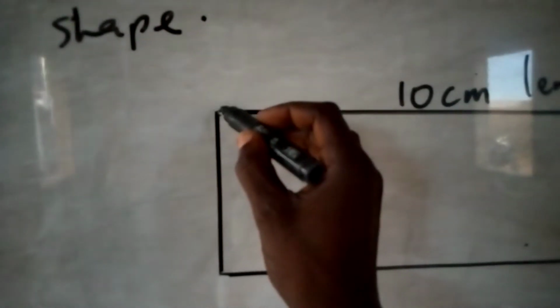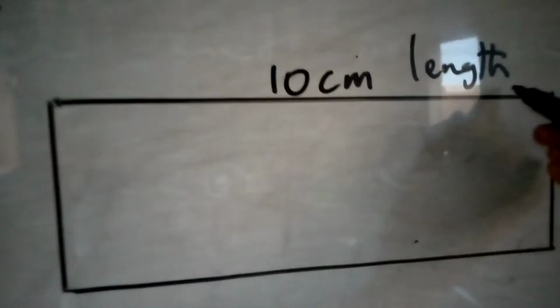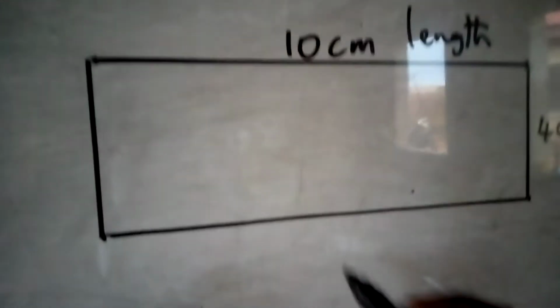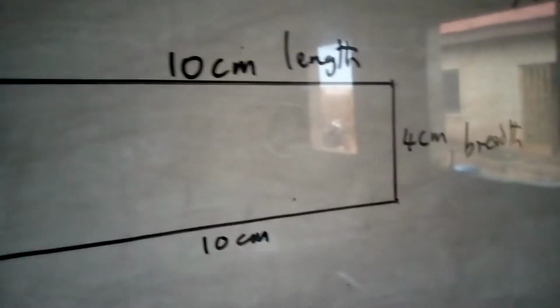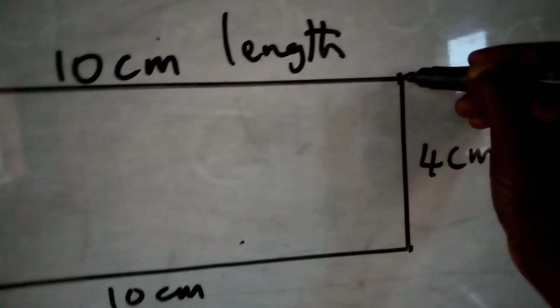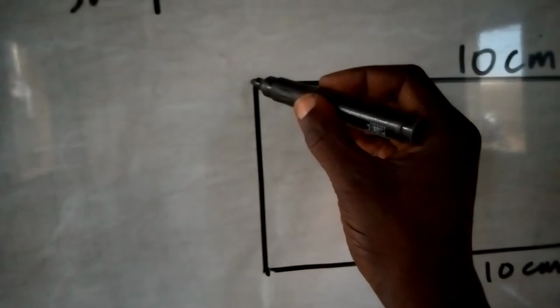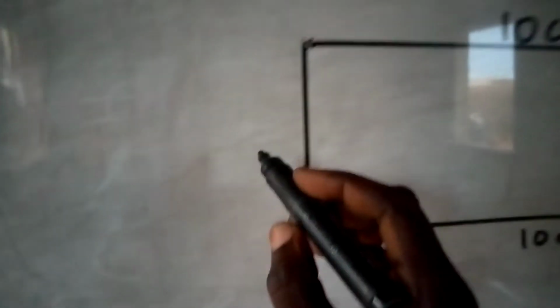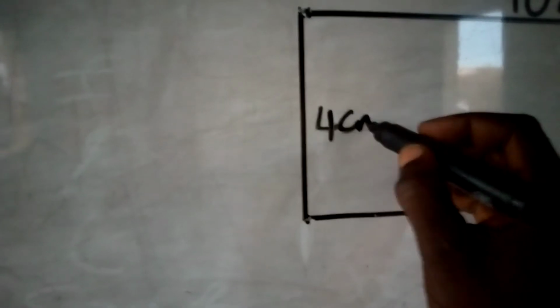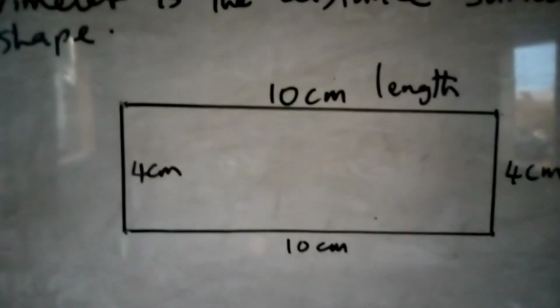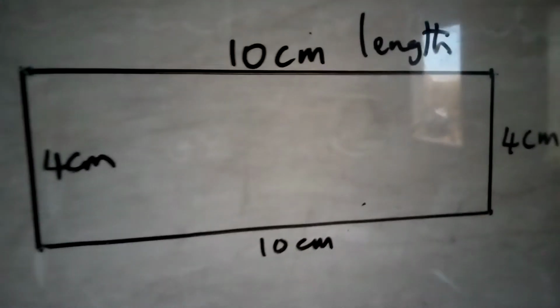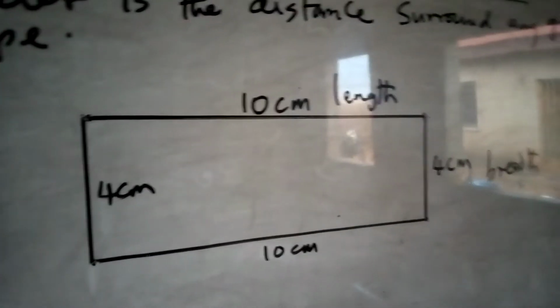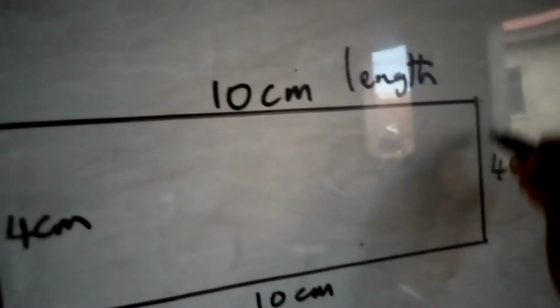That means if from this point to this point is 10 cm, what it means is that from this point to this point is also 10 cm. So I will say that here also is 10 cm. Now look at the breadth. If from this point to this point is 4 cm, it also means that from this point to this point also is 4 cm. By this, it becomes very simple for me to calculate my perimeter. That is the distance surrounding this shape.